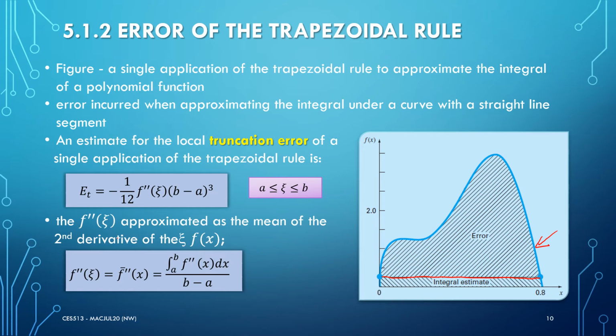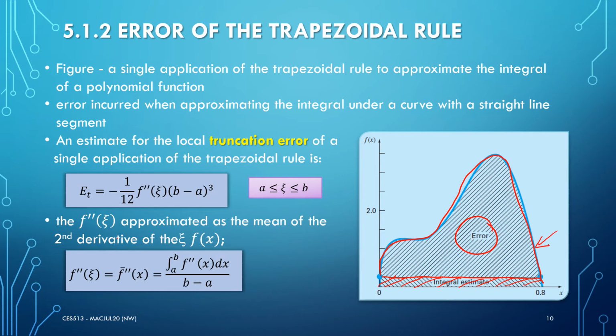So when we employ the integral under a straight line segment, this one, to approximate the integral under a curve, this is the actual integral that we want to approximate. We obviously can incur an error that can be substantial. So all this can be an error.